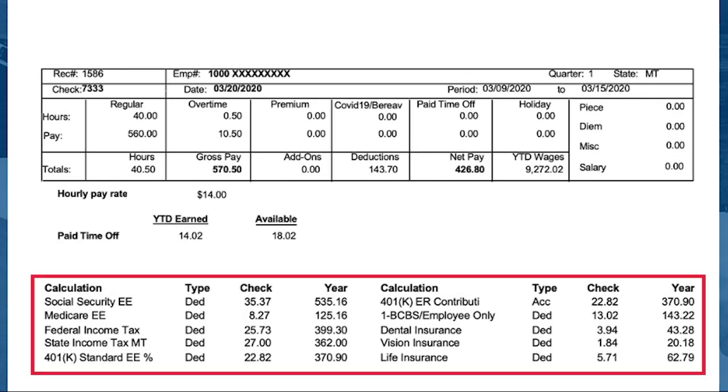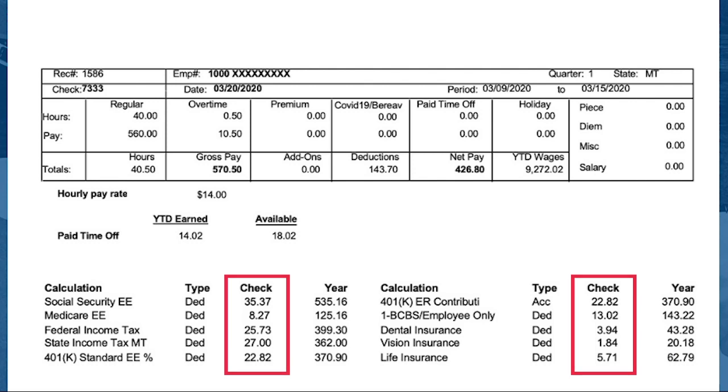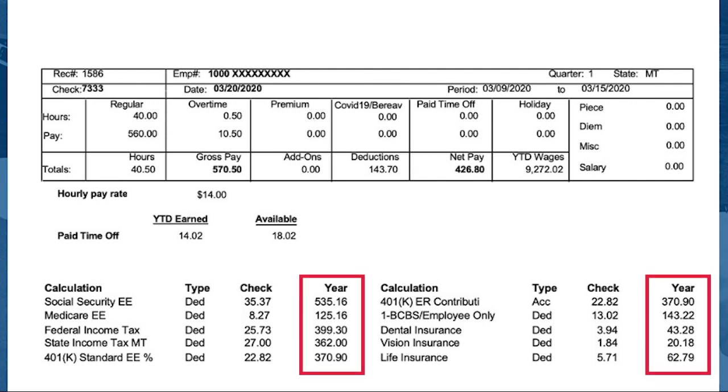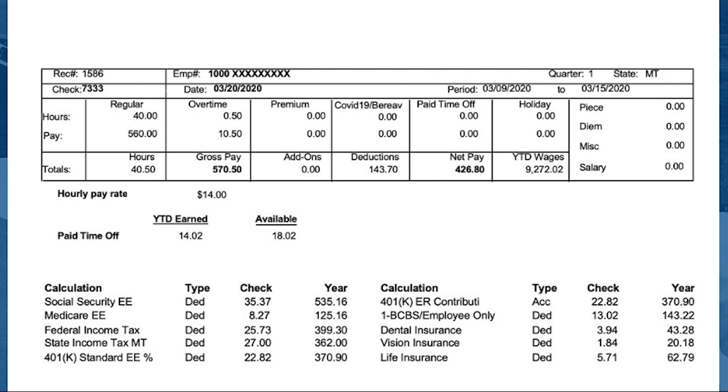Lastly, this section shows a breakdown of the deductions taken out of your paycheck. It shows the amount deducted for all the following categories for the current weekly paycheck and how much has been deducted year to date. First, you will see the mandatory state and federal deductions like Social Security, Medicare, and federal and state income tax.